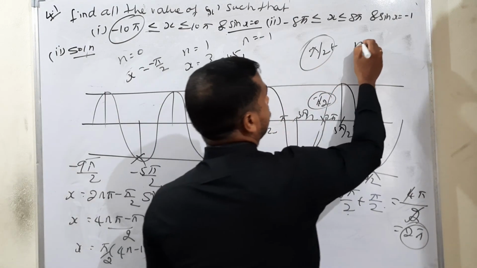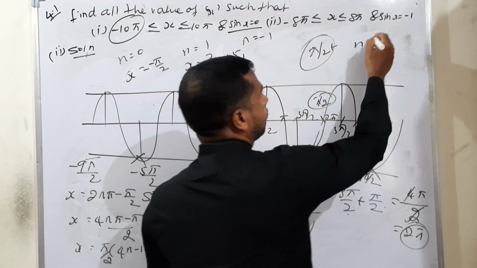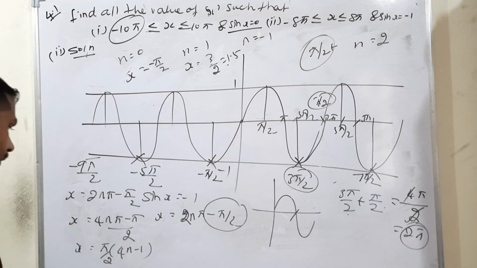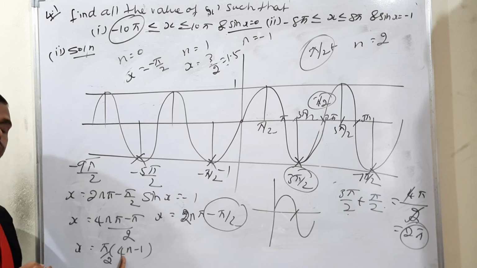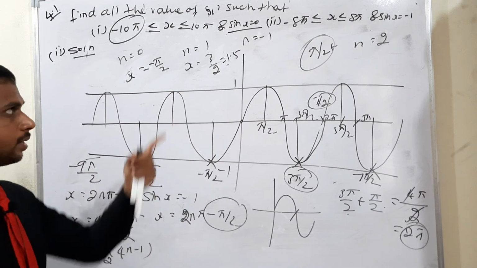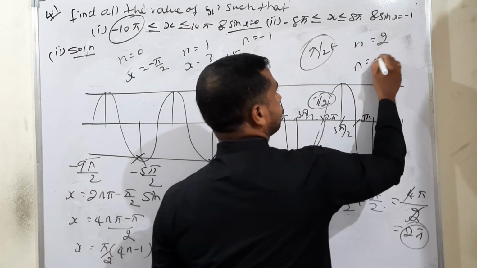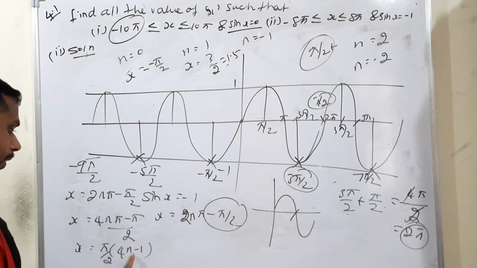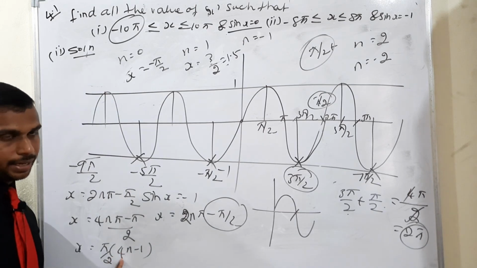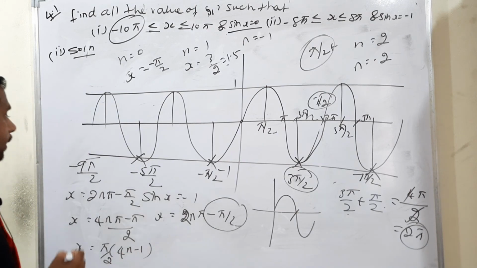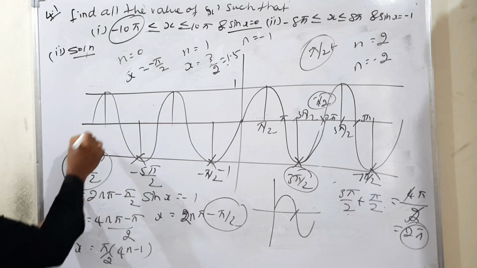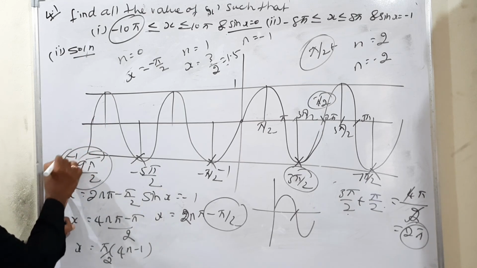Then n is equal to plus or minus 2, what will happen? n is equal to 2 means 2 into 4 is 8, 8 minus 1 is equal to 7. 7 pi by 2 means 3.5. It's suitable, it's a possible case. Next one, n is equal to minus 2, what will happen? Minus 2 means 4 into minus 2 is minus 8, minus 8 minus 1 means minus 9 pi by 2. Look at that, minus 9 pi by 2 is moving outside the interval.